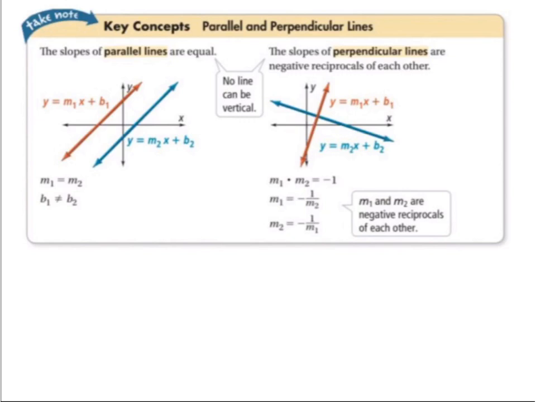So here we're looking at parallel and perpendicular lines, and you might remember some of this from a previous class. The slopes of parallel lines are equal, so parallel lines have identical slopes. The slopes of perpendicular lines are negative reciprocals of each other, or you can say opposite reciprocals. So if one line has a slope of 1/2, the other slope would be negative 2/1. That's opposite reciprocals. So parallel lines have the same slope, perpendicular lines have opposite reciprocals.